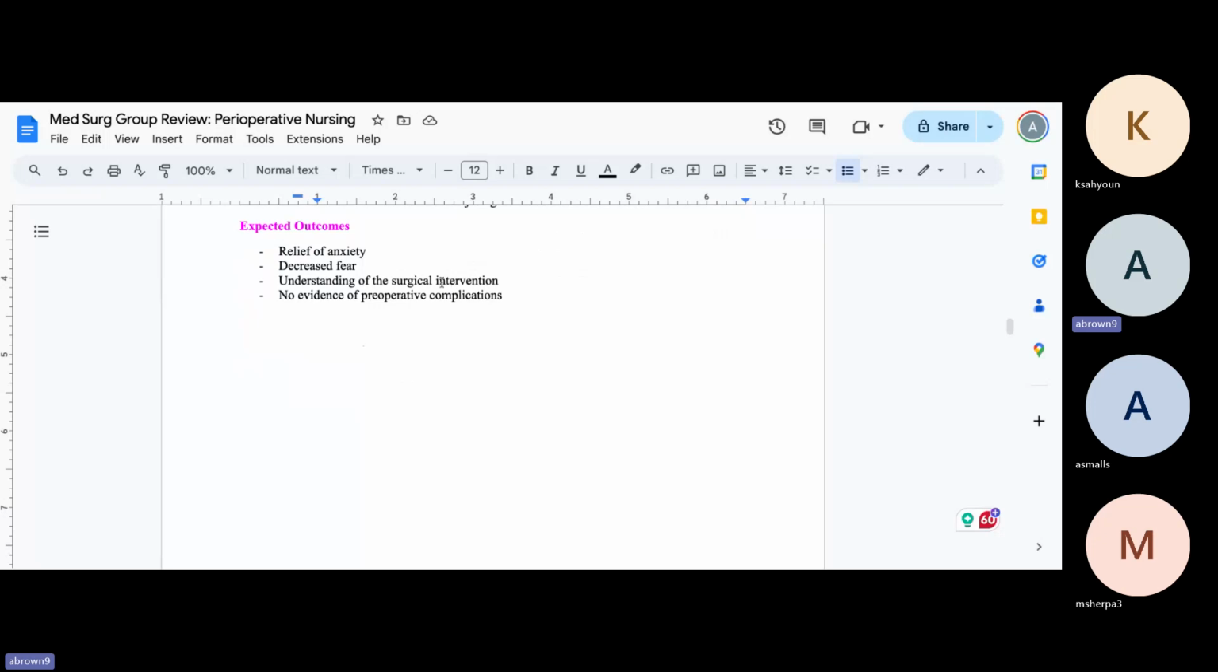And then expected outcomes during this preoperative phase. Before surgery, we want the patient to be relieved of anxiety, decrease their fear. We want to make sure that they understand the surgical intervention. They have to sign those consent forms, and no evidence of preoperative complications.